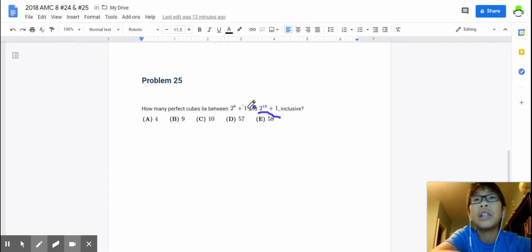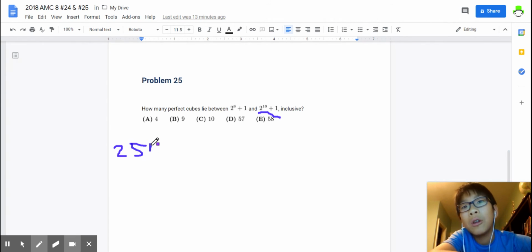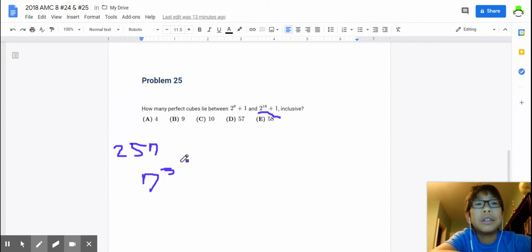So let's start with 2 to the 8th plus 1, and then let's work on 2 to the 18th plus 1. So we know 2 to the 8th is 256, so plus 1 equals 257. So the lower boundary is 257, and the high boundary is 2 to the 18th plus 1. And we need to see how many cubes are in this range. So we can see that 7 cubed, which is 343, is the smallest number cubed that is greater than 257.